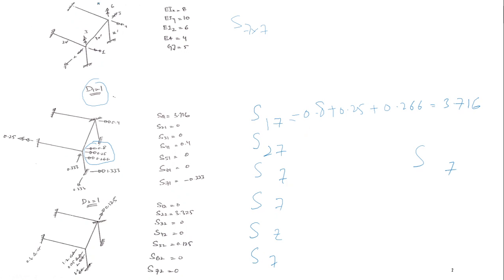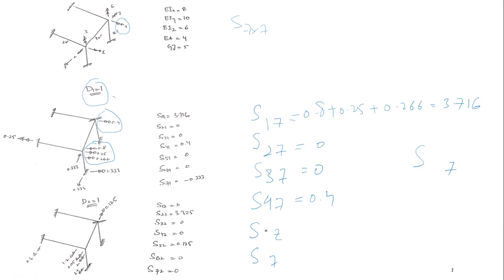S27 means corresponding to this direction, and here I have nothing, no moment here. So S27 is 0. S37 means corresponding to this vertical. I have got no moment here, it's 0 again. S47 is corresponding to this. Here I have 0.4, so it is in the same direction as this, so it would be plus 0.4.